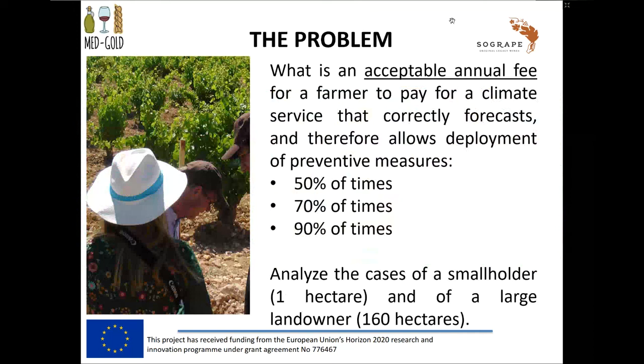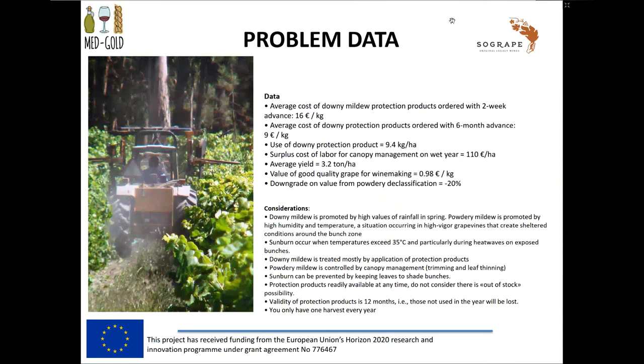It is important to understand what would be the economics of such a climate service for each situation, considering that quite likely it will be easier for someone who owns a large area to offset the cost of the climate service. But in both cases, and also considering the accuracy of the forecast, it will be important to just understand how much they would be willing to pay. Next slide, please. So for this, I provide you a number of data regarding the average cost of a treatment for downy mildew.